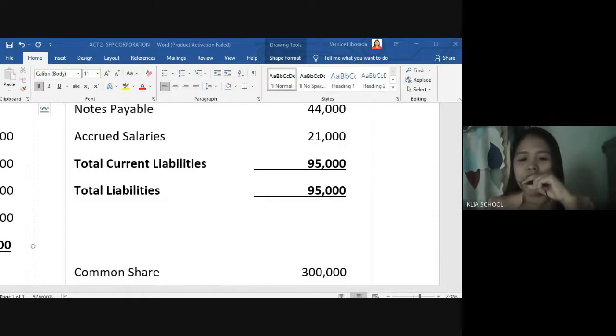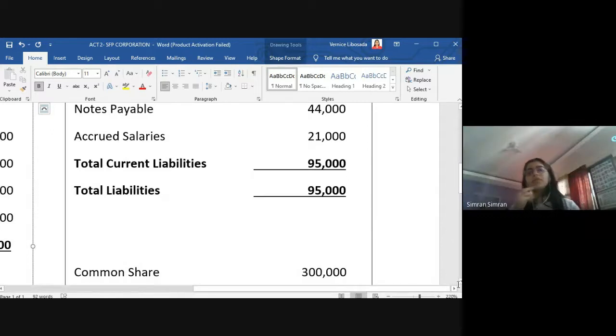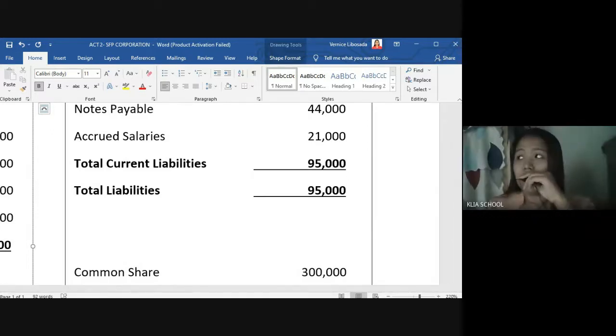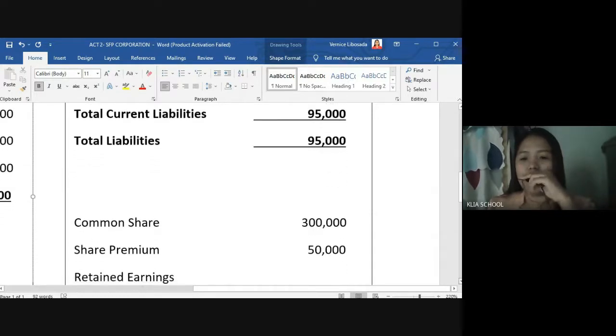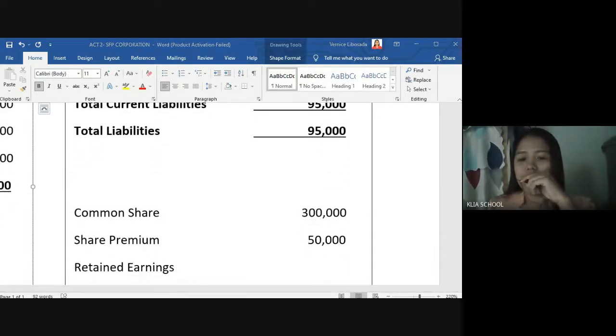How about you, Simran? The next one. Share premium po. Okay, share premium amounted to what? 50,000 po. Okay, 50,000. So here's the question now. How much will be our retained earnings? Who can explain? Using the accounting equation, bakit nagkaroon or papaano tayo makakapag-calculate ng retained earnings?